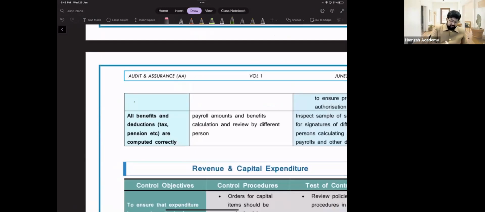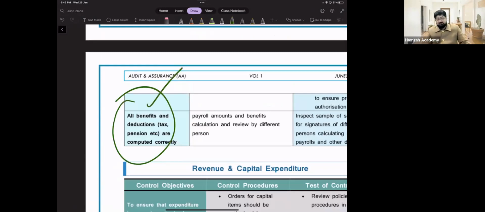All deductions, benefits corrected properly. So one person prepared the calculation, other must review it, and both should sign it.